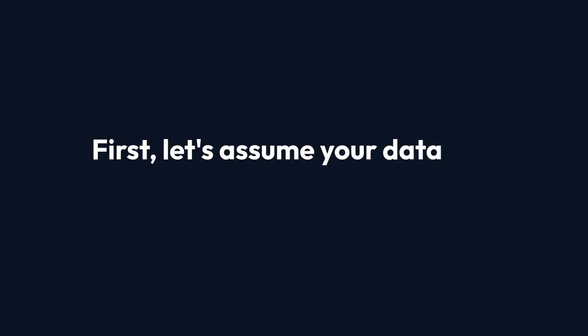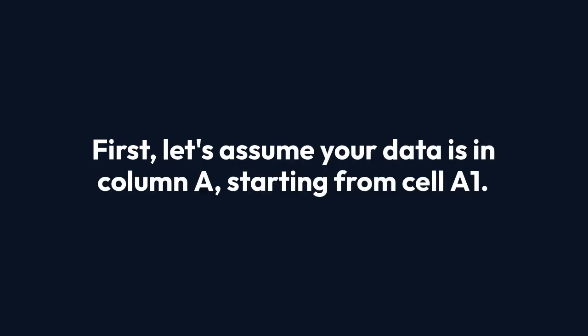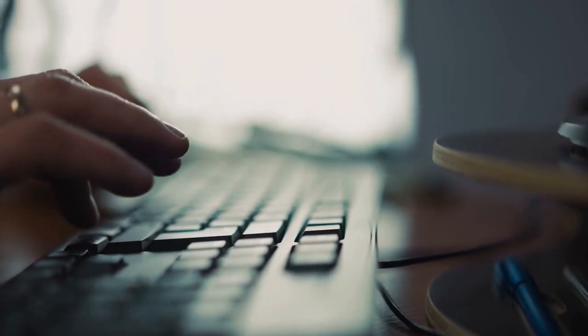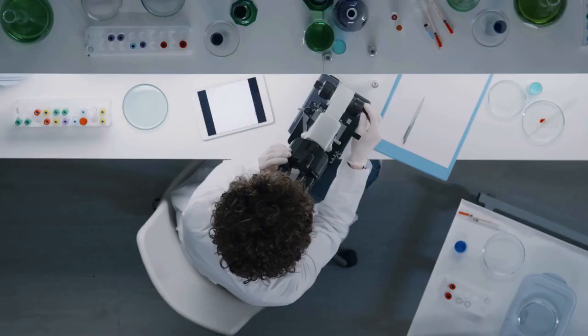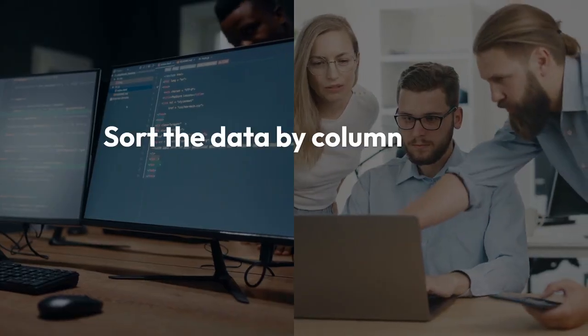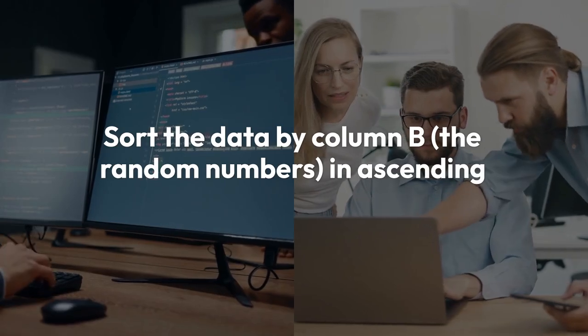First, let's assume your data is in column A, starting from cell A1. In column B, next to each data point, type =RAND() and hit enter. This generates a random number between 0 and 1 for each row. Then select both columns A and B and go to Data, Sort. Sort the data by column B, the random numbers, in ascending order.